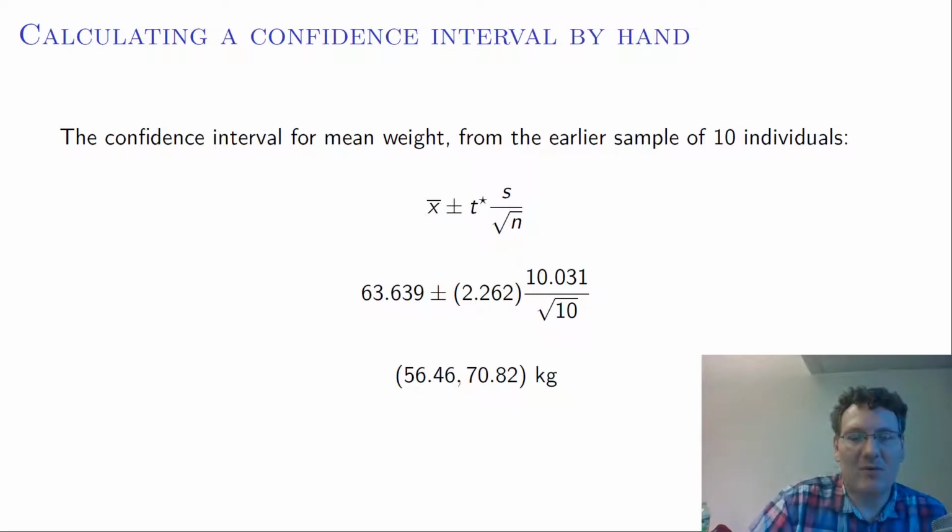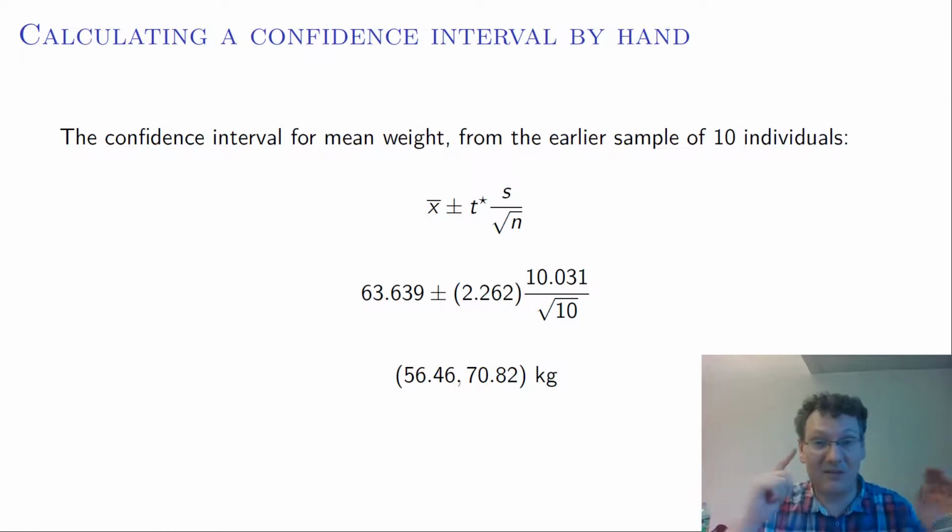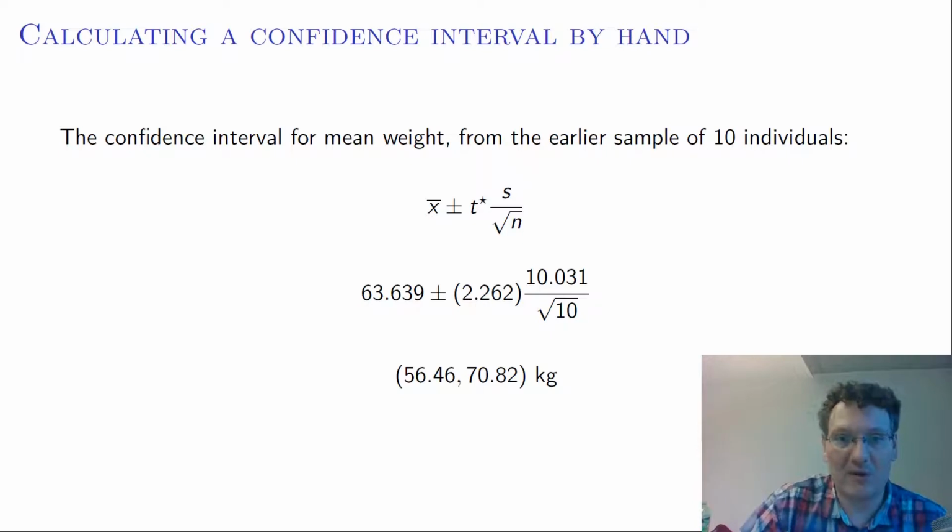Whereas if we were just giving a point estimate of 63.639, we couldn't say I'm 95% sure this point estimate is correct, right? A point estimate is by its very nature incorrect. We can be pretty darn sure that the point estimate does not hit the mark exactly. But if we give an interval, we can say with 95% confidence that the interval captures the parameter we're interested in.